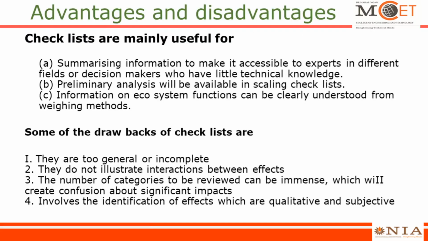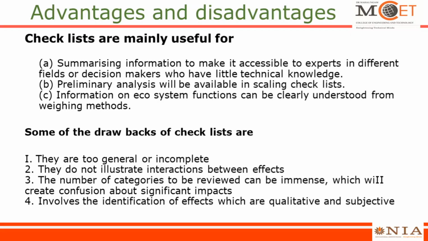Advantages and disadvantages of the checklist method. They are mainly used for summarizing information to make it accessible to experts in different fields or decision makers who have little technical knowledge. Right? It's a good way of summarizing the overall information. Why? Because you are putting it in terms of a checklist. It may be simple or descriptive. Right? Preliminary analysis will be available in scaling checklists.